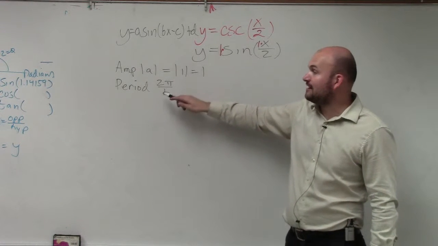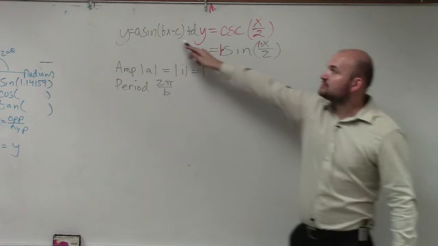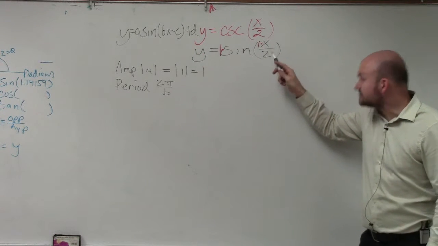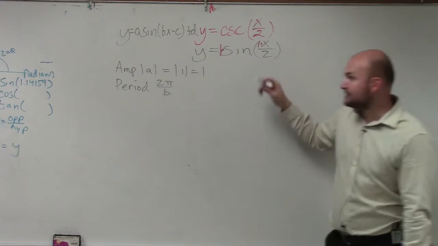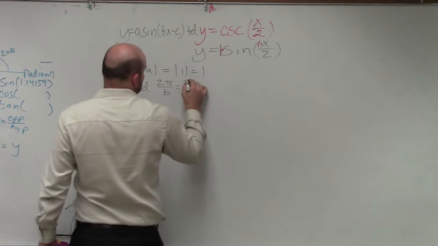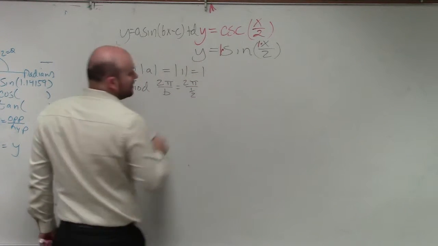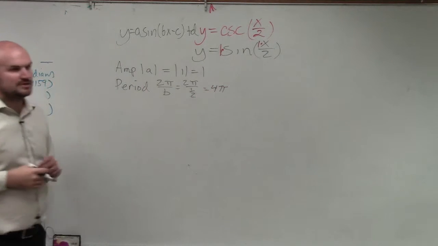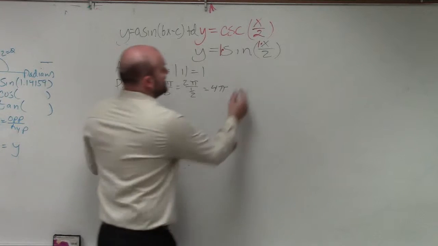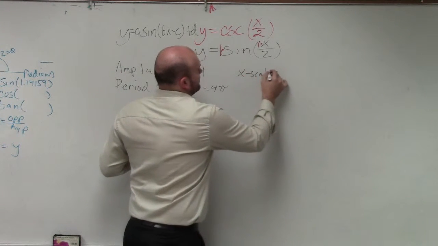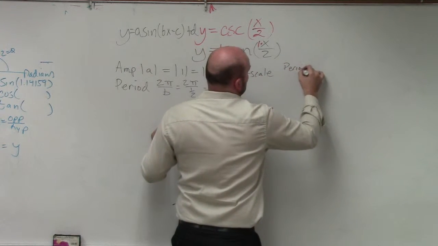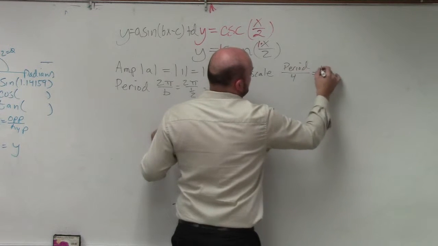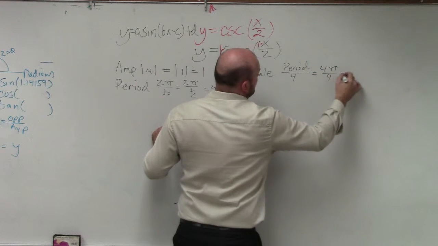2 pi divided by b. Remember, b is what's in front of the x. In this case, our b is 1 divided by 2. So what we have is 2 pi divided by 1/2. Multiplying by the reciprocal will give you 4 pi. Does everybody agree with me? Your x scale is your period divided by 4. 4 pi divided by 4 is pi.